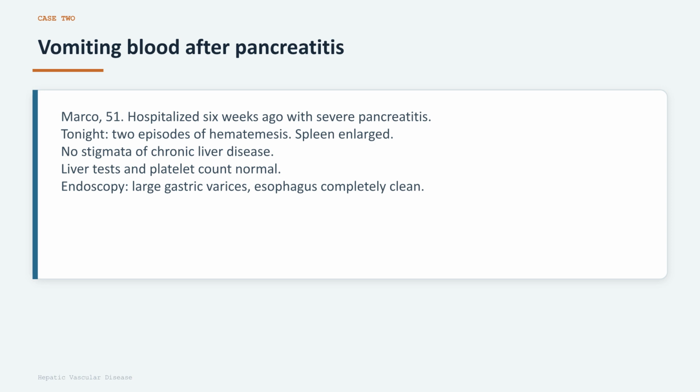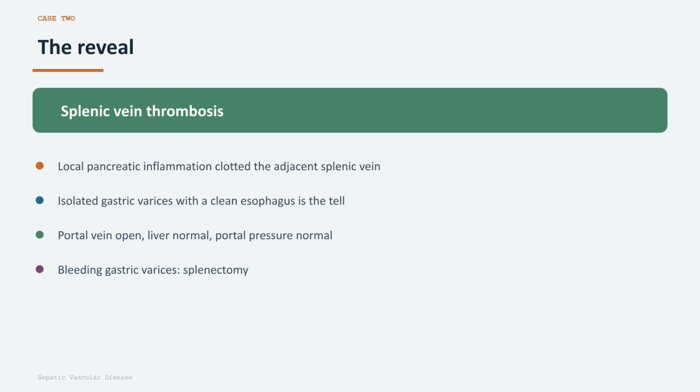That last detail is the entire case. Gastric varices with no esophageal varices. The splenic vein is clotted. This is splenic vein thrombosis. The splenic vein runs along the back of the pancreas, so local inflammation, most often pancreatitis, can clot it.